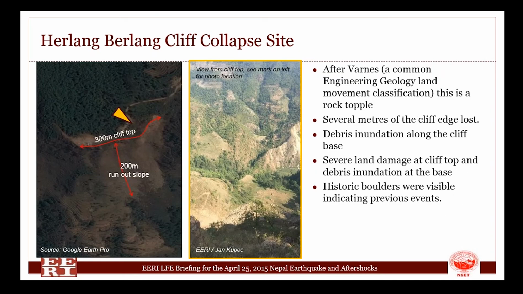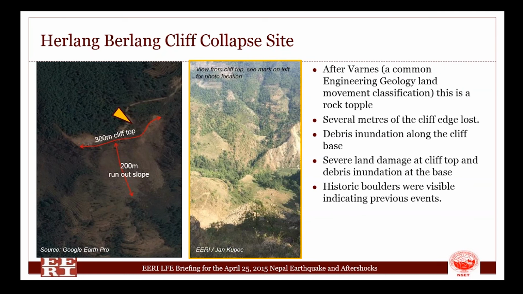What actually happened over there? There's a 300-meter cliff top and a 200-meter very steep, near vertical runout slope. The orange triangle shows the view from the ridge top down.